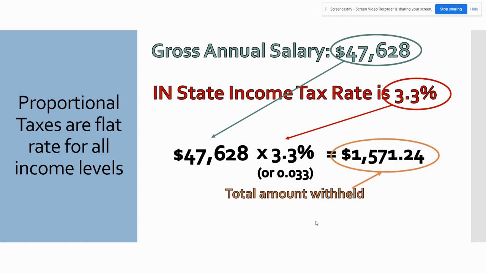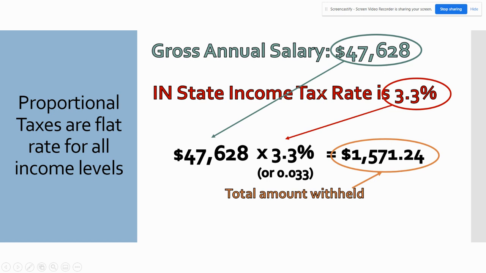And that's it for proportional tax. Okay, so it's one formula. You take the amount that needs taxed, multiply it by the tax rate, and the total is the amount withheld. So for this person making $47,628, they would owe the state of Indiana $1,571.24. Okay.